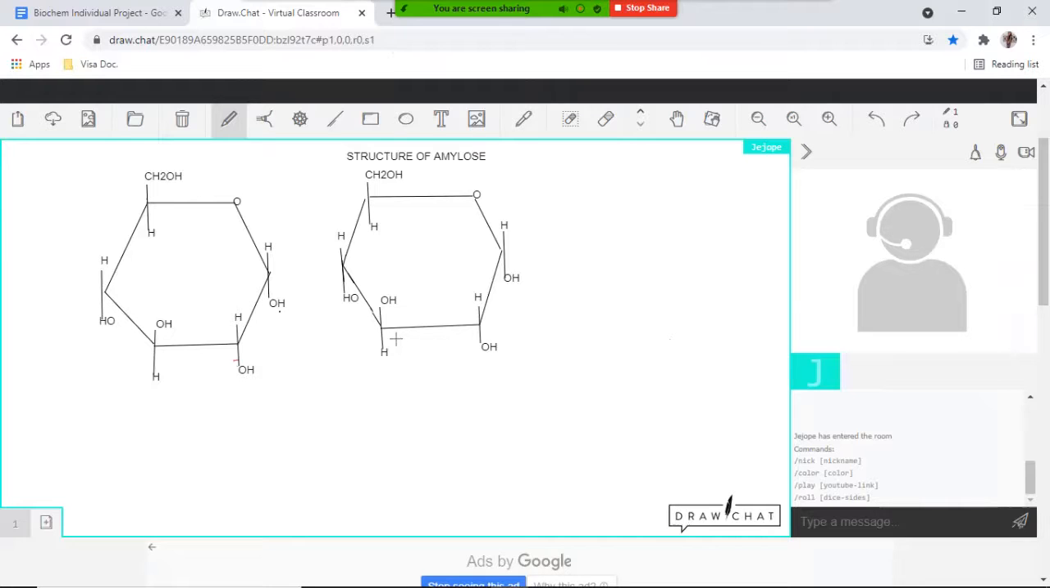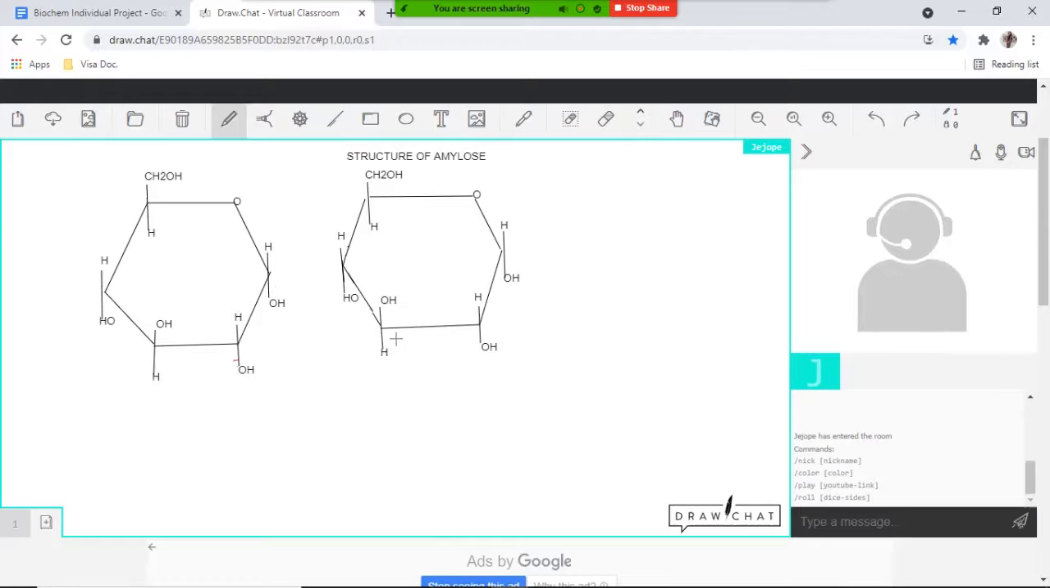Now, we said before that amylose is composed of alpha D glucose units. So what does that mean? This simply means that the OH group here is below the ring, hence alpha, and it is considered D because it is on the right side of the structure.